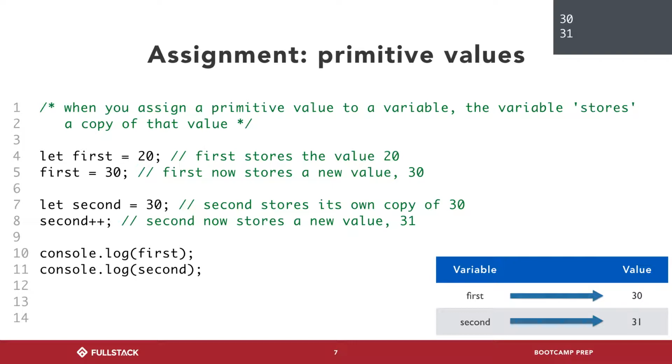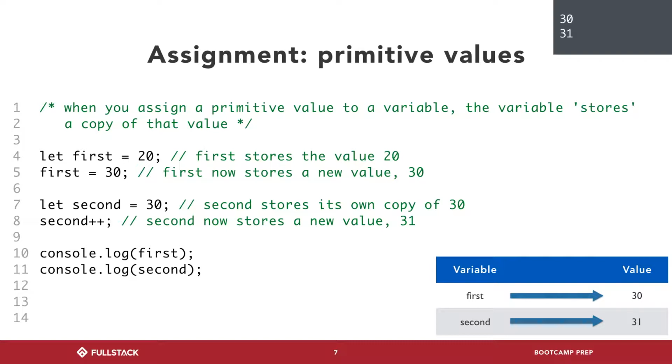On line 7, what I'm doing is creating this variable called second, and I'm setting it equal to 30. But notice how, even though they're both 30, these two are actually unrelated. Remember, 30 is just a number. I can't ever change 30. So everyone's going to have their own value of 30.